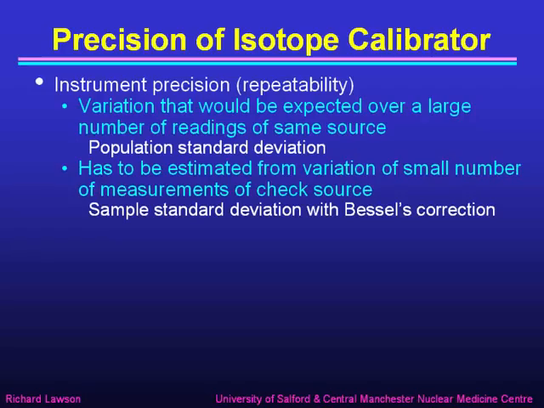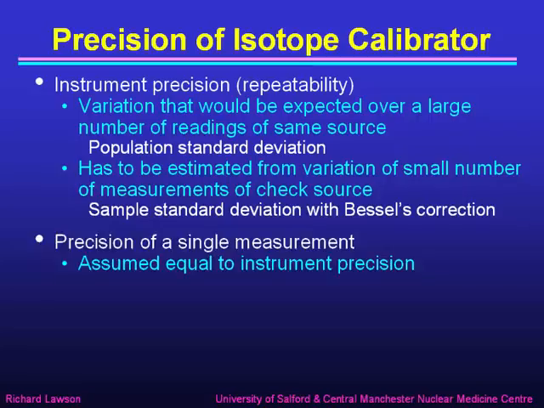The precision of the calibrator is due to the repeatability of the instrument. We'd expect the variation over a large number of readings of the same source, that is, the population of lots of measurements. The standard deviation of that population gives us the repeatability of the instrument. But in practical circumstances we have to estimate that from the variation of a small number of measurements when we put in a check source, so we just have a small sample. So we take the sample standard deviation and apply Bessel's correction in order to estimate the population standard deviation and take that as a measure of the repeatability.